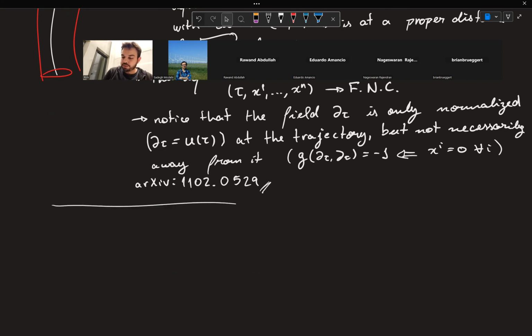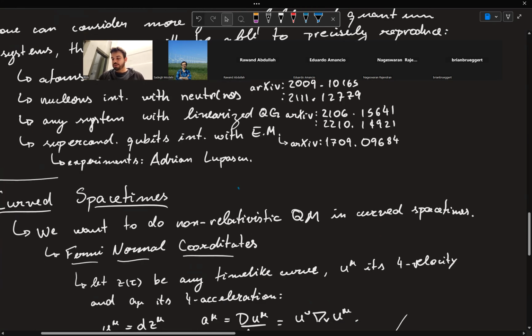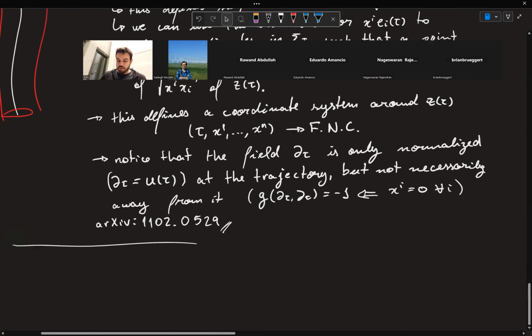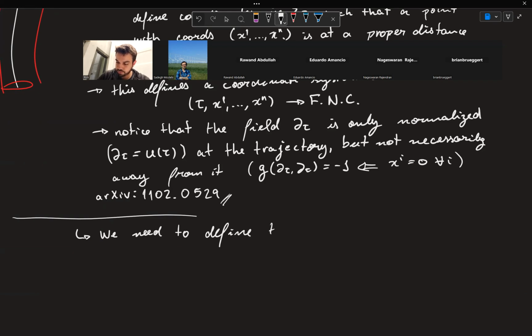So now we come back to our previous issue, which is that we want non-relativistic quantum mechanics in curved spacetimes. So basically, we need to define the x and p operators in curved spacetimes.